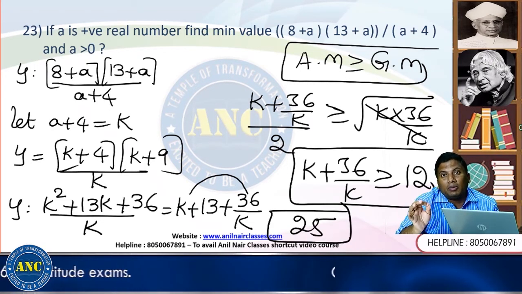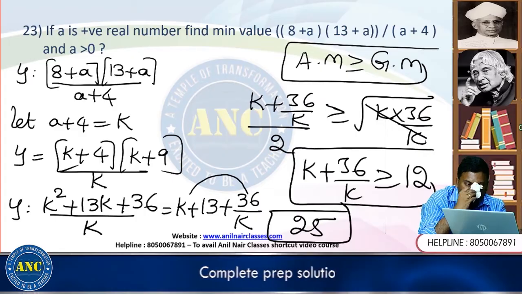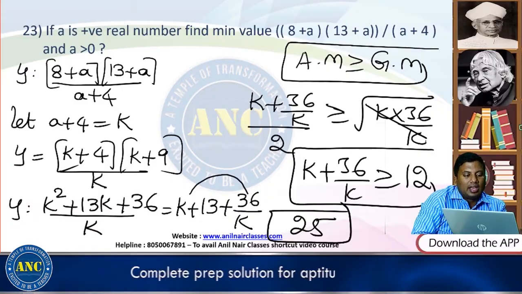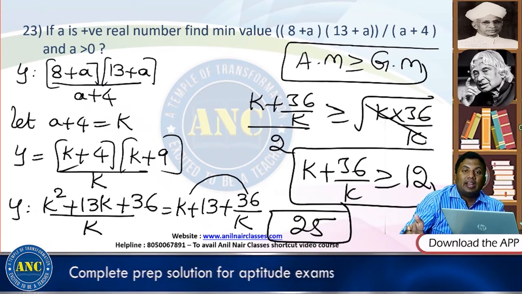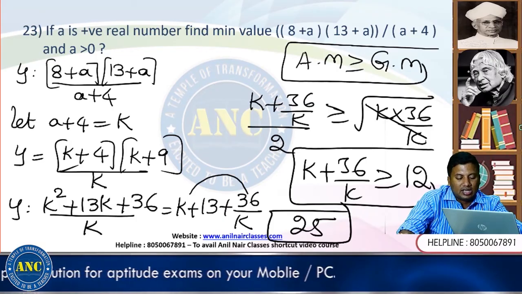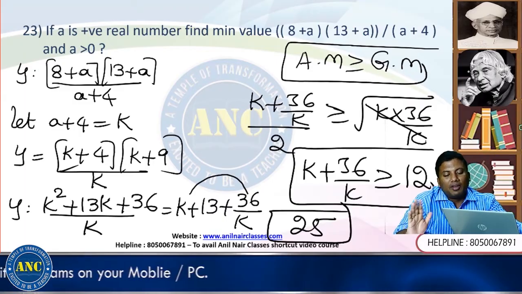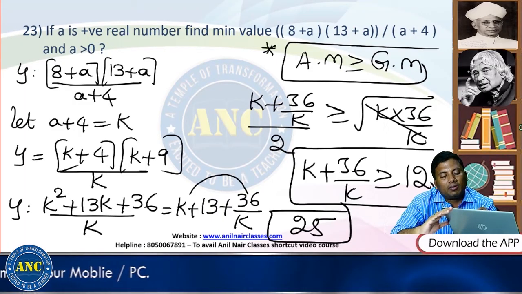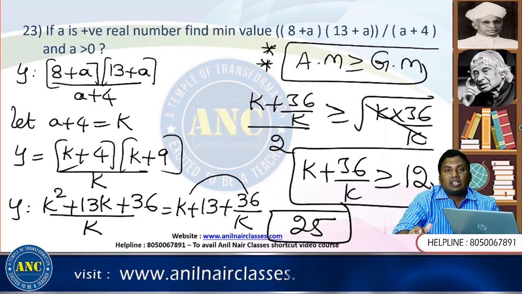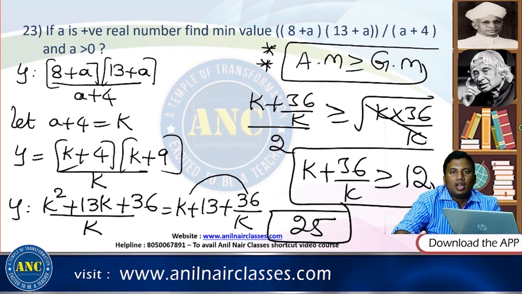Make the denominator equivalent to another variable. Let A plus 4 equivalent to K. K plus 4 into K plus 9 divided by K, K square plus 13K plus 36, K plus 13 plus 36 by K. Apply AM greater than or equivalent to GM. K plus 36 by K by 2 greater than or equivalent to root of K into 36 by K. K cancels, 12. 12 plus 13 is 25.